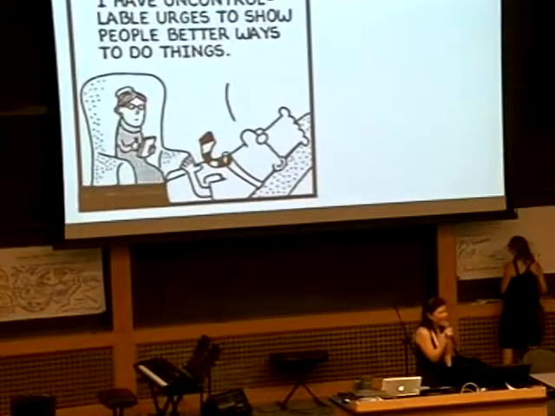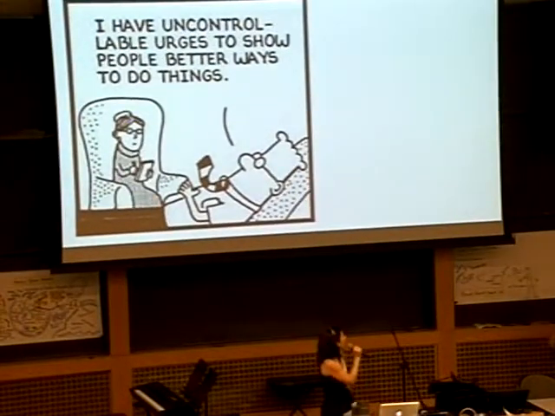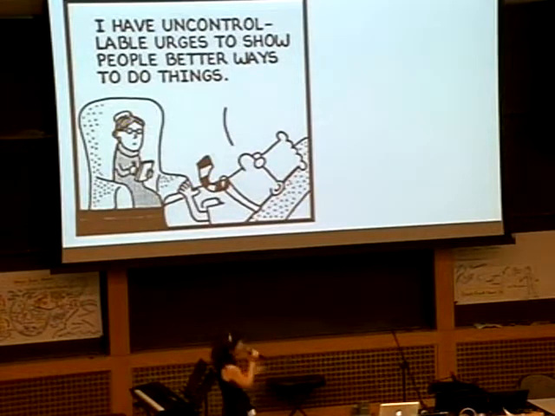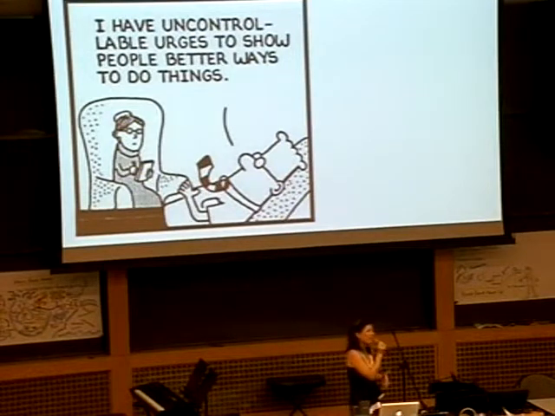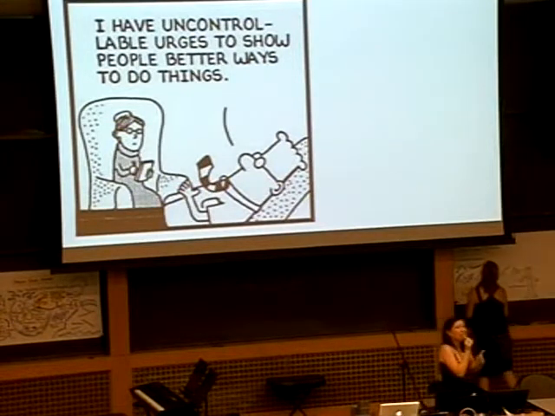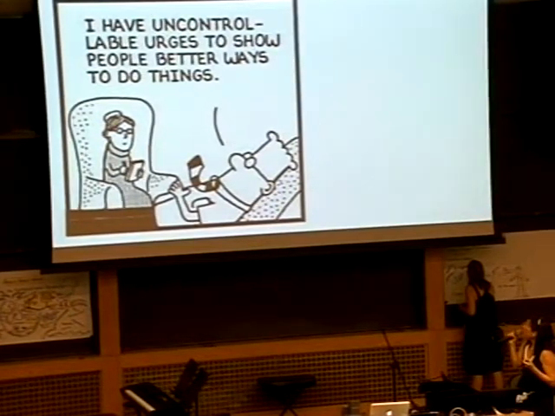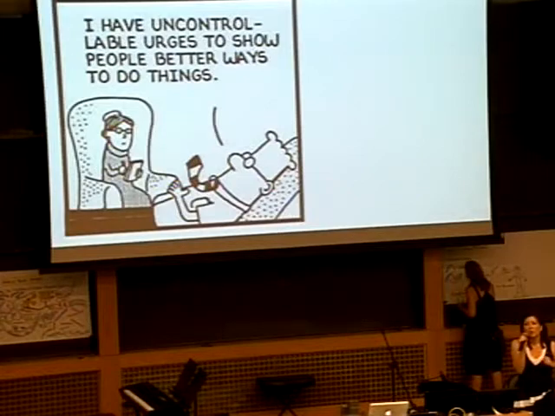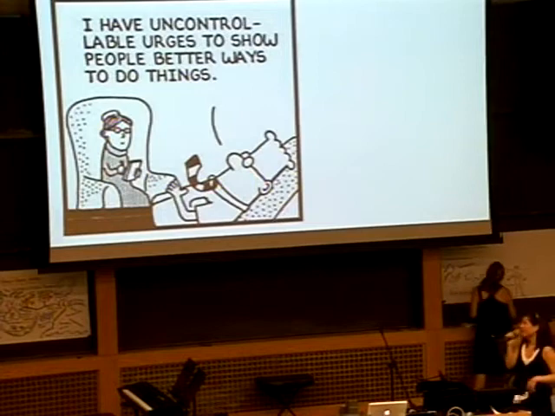So, this is what I sometimes find, especially with systems engineers, this uncontrollable urge to show people better ways of doing things. And that's another thing that we've got to be a little bit careful with as a system scientist, is that we do have uncontrollable urges to show people better ways of doing things. But when we do that, we stop to listen. And we stop to ask questions.